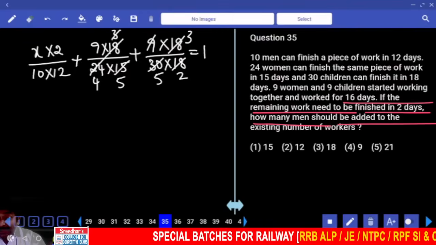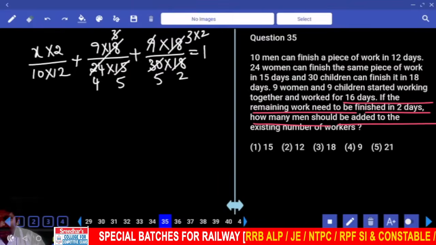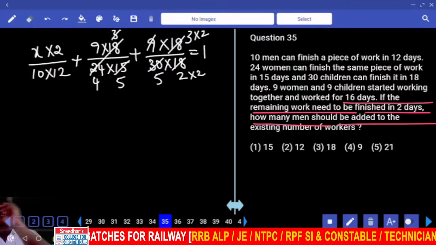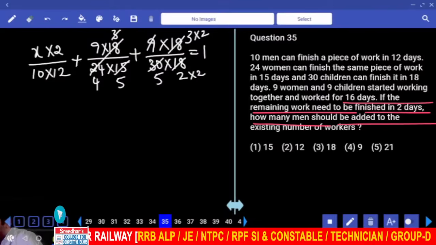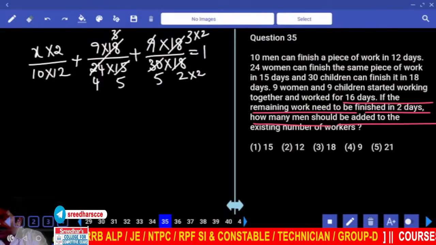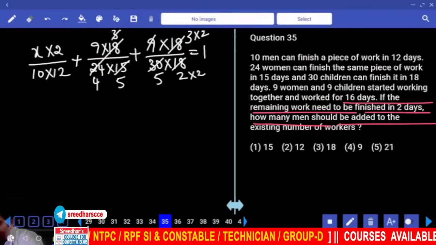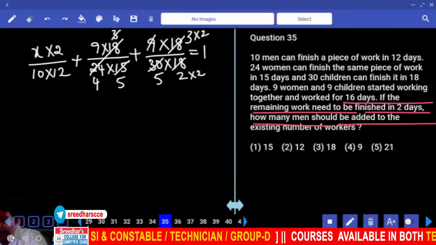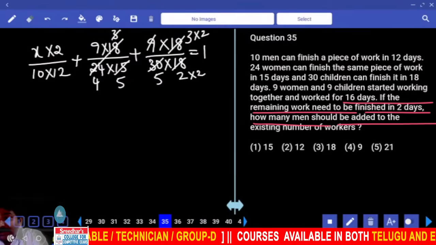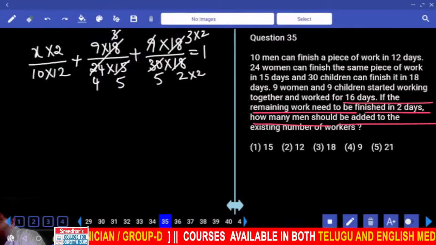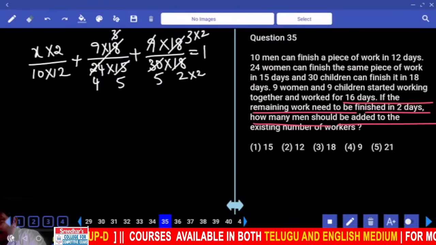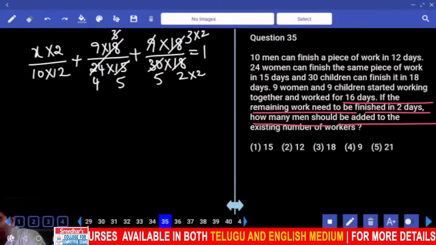So to make the denominators equal, I'll multiply both numerator and denominator by 2. So every denominator becomes 20 for women and children. Fine. Numerator for women is 9, for children 6. Both make 15 by 20, the simplified form.